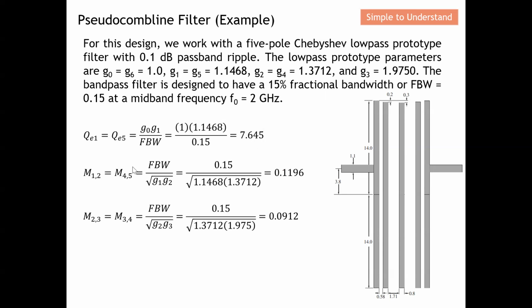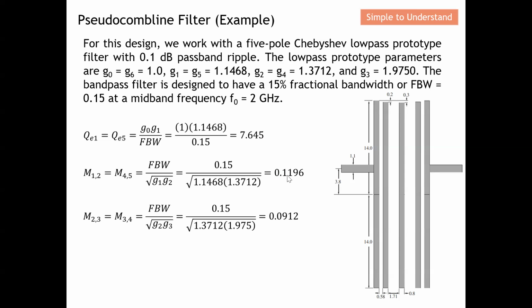Same for this M12 and M45. This is a fractional bandwidth, which is 0.15. Okay, you actually have this square root G1. So G1 is 1.1468 here. G2 is actually 1.3712. Again, you punch your calculator, you should be able to get this 0.1196. Okay, same for M23 and M34. So these are the formula. FBW is 0.15, G2 which is 1.3712 here, G3 which is 1.975. So again, you punch your calculator, you should be able to arrive at this answer, 0.0912.